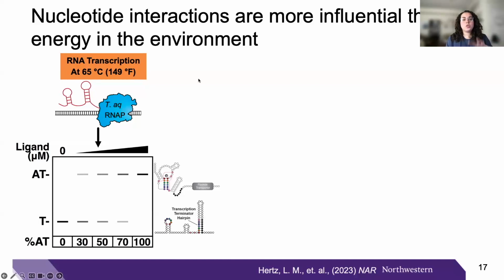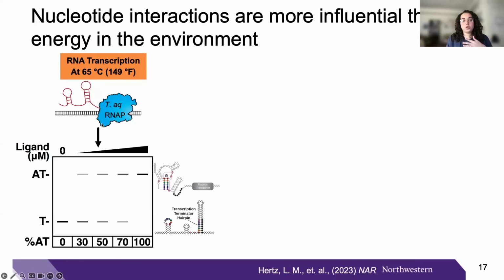So what I did was I took the transcription system out of the cell and just artificially recapitulated it in a test tube, where I took a RNA polymerase from another thermophile, Thermus aquaticus, which I could then heat up to 65 degrees Celsius to do transcription. So almost doubling the transcription temperature that I was allowing it to happen in my cells.